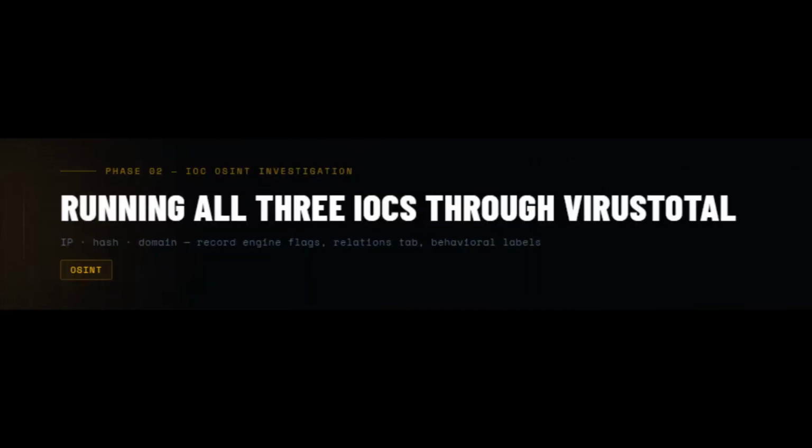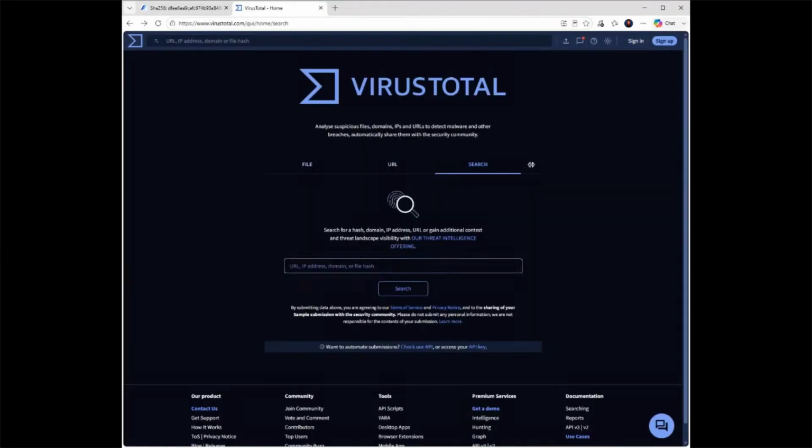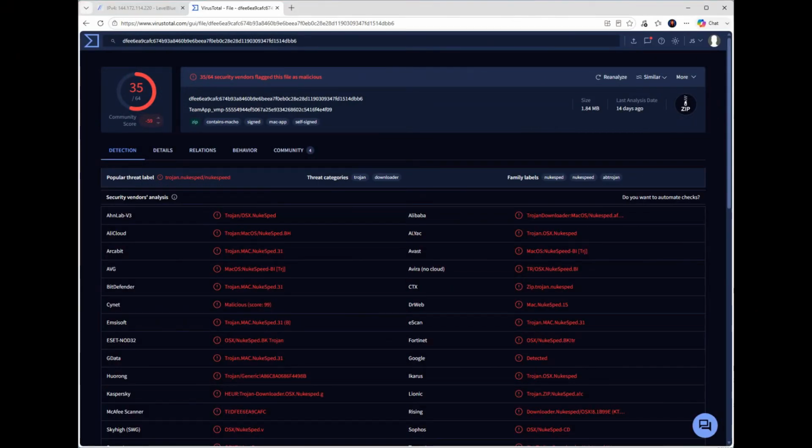Next, I'll run all 3 indicators through VirusTotal and review the findings for each one. I'll begin by examining the file hash. VirusTotal shows that 35 out of 64 security vendors flagged the file as malicious. Multiple security vendors identify the file as nukes-fed malware, further supporting its association with malicious activity.